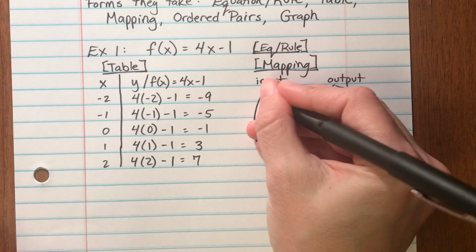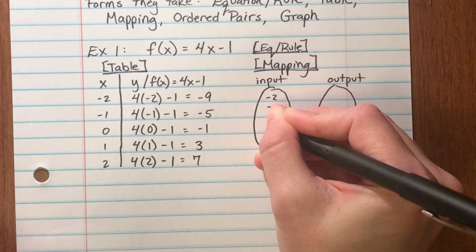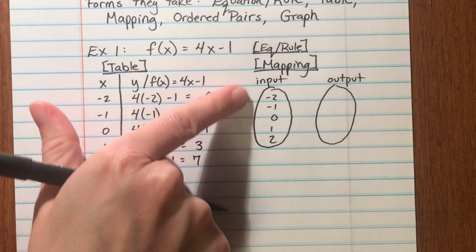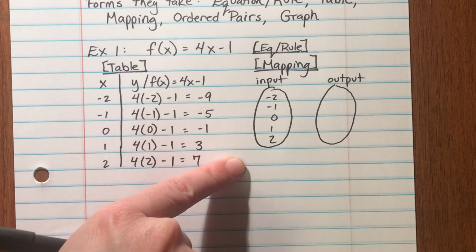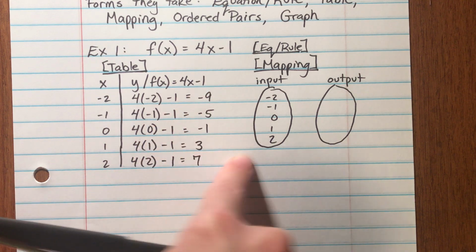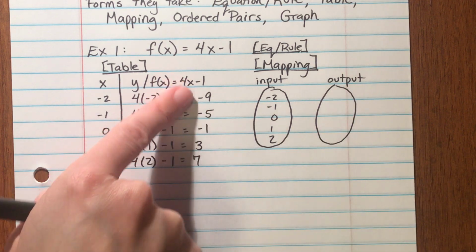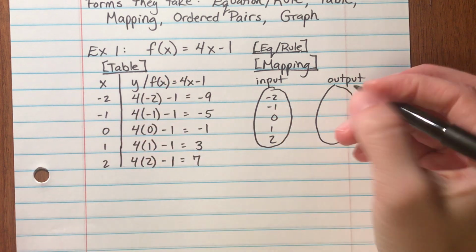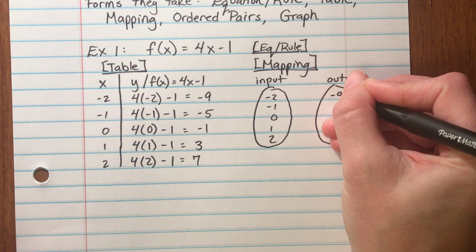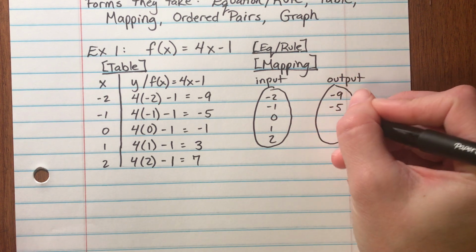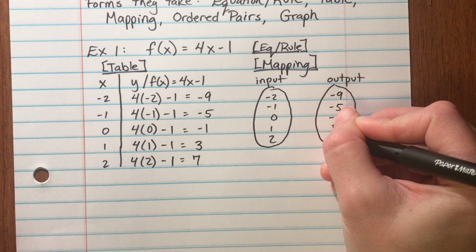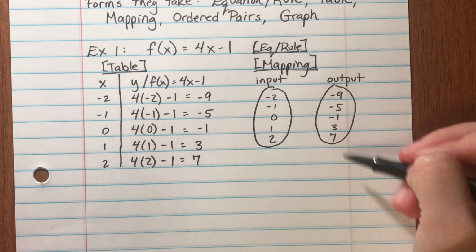So remember my inputs were -2, -1, 0, 1, and 2. It's important that that goes from least to greatest in your input circle. And then for the output circle, we're going to also keep it least to greatest. Now this is already in least to greatest, so we don't have to worry about it too much here, but the outputs were -9, -5, -1, 3, and 7. So we just list them in order, least to greatest.